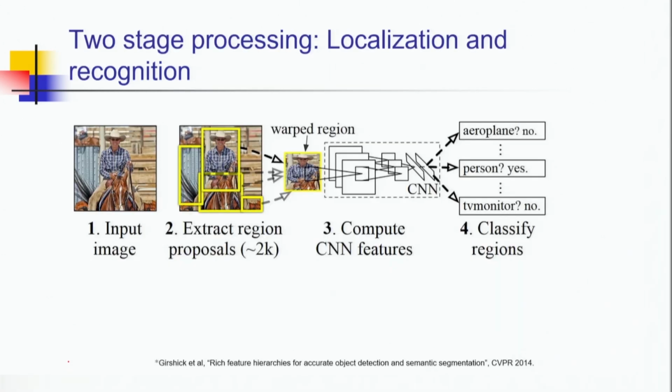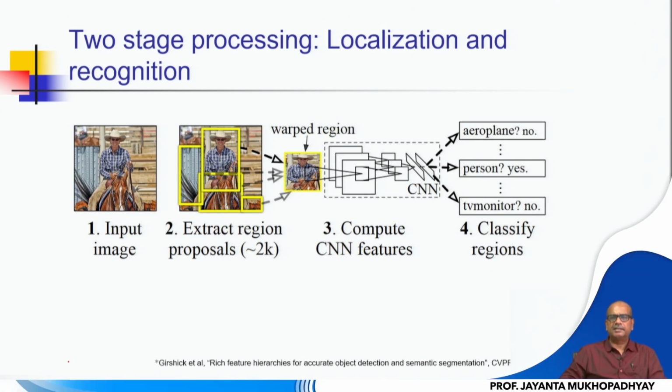So one approach could have been to perform two-stage processing, localization and then recognition. When you are localizing, you propose certain regions. So say you randomly consider certain bounding boxes and say, okay, this may contain an object. Of course, that is not a very efficient way. You have to apply some more heuristics.